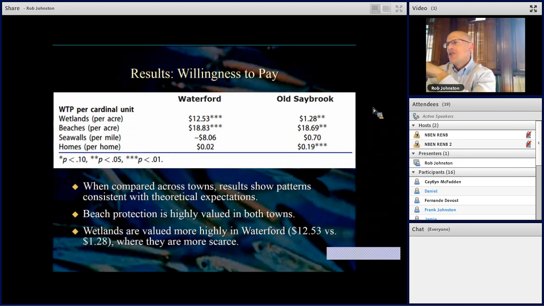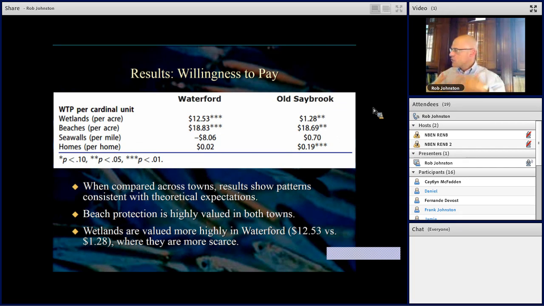Now, when I show this to people, including when we showed this to the town governments in Waterford and Old Saybrook, they're always surprised at that. Because what they think is, oh my God, people value home protection more than anything. And it turns out this is one of those surprises. Obviously people value protection of their own home quite a lot. But this isn't people voting for their own home. This is people voting for protection of large numbers of homes across the community. These are typically other people's homes.